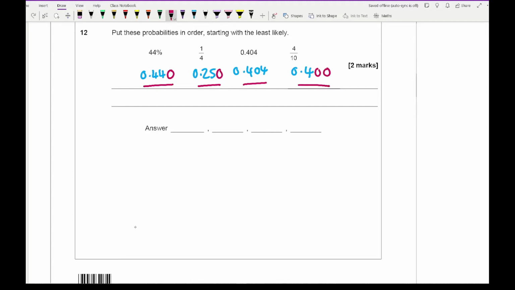So here we're looking for the one that's least likely. So what this is basically saying is put them in ascending order. So which is the smallest? Well, that's going to be a quarter. And once I've done it, I can tick it. And the next smallest out of the others is 4/10.